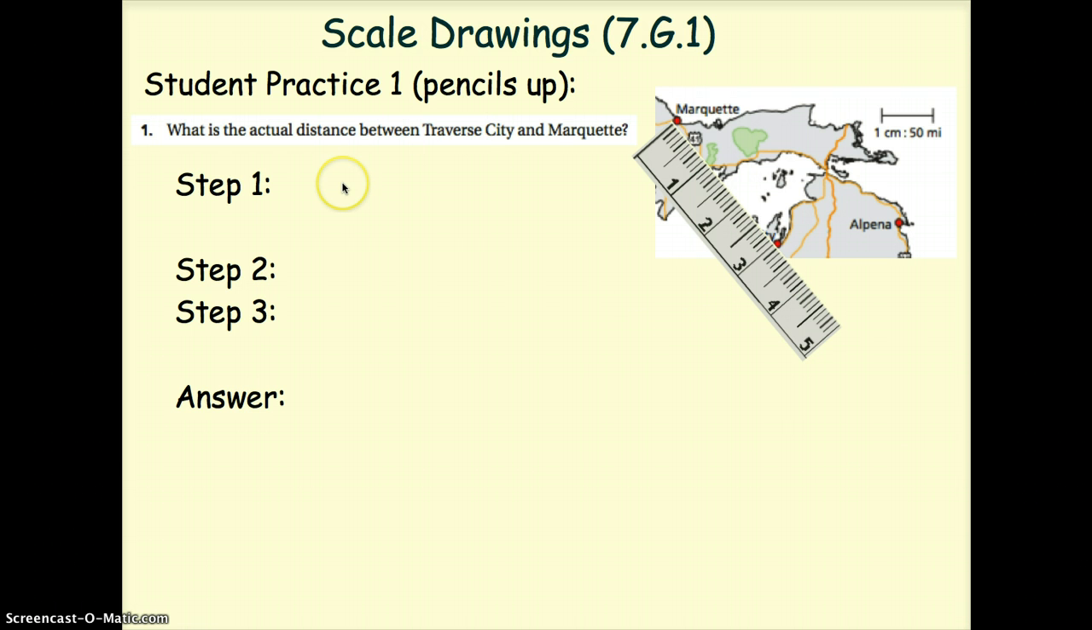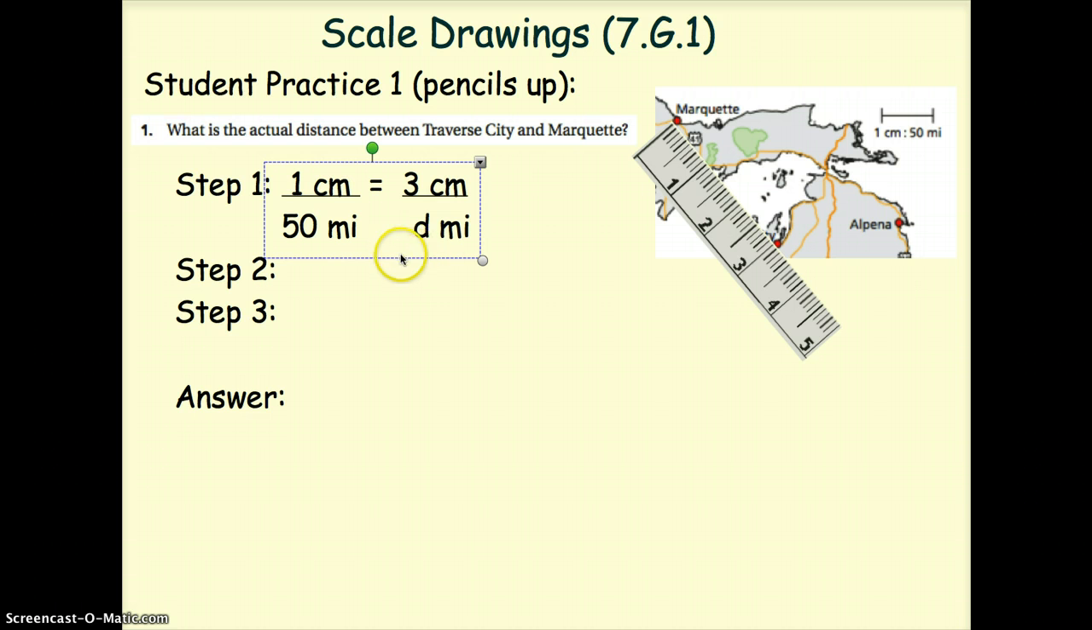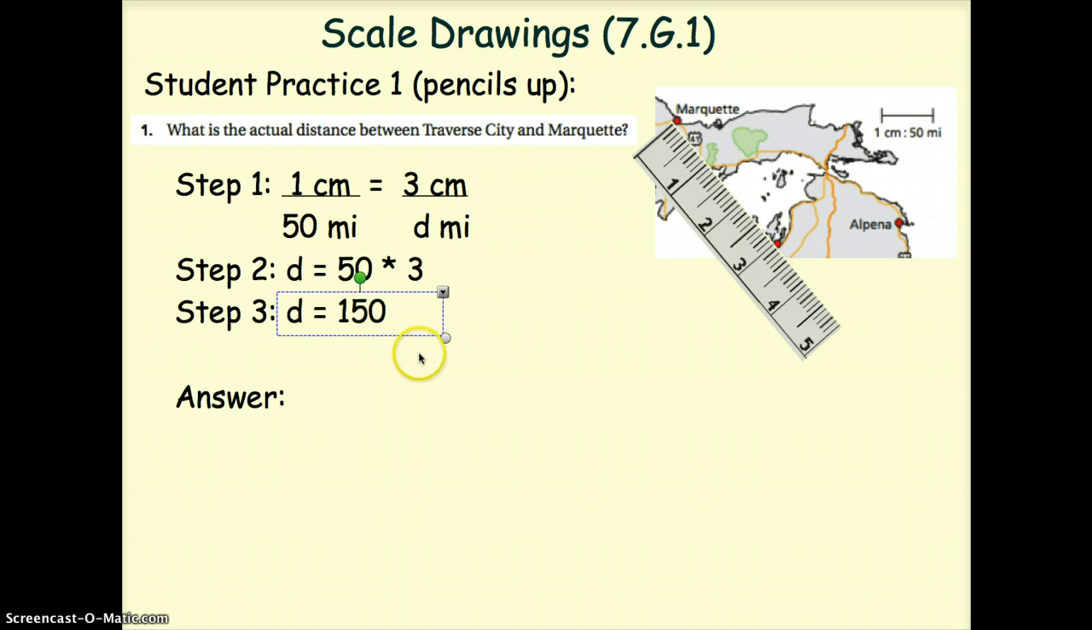Starting with step 1, the first thing you need to do was measure, and you found that it was 3 centimeters. So we have 1 centimeter over 50 miles, which was our key, equals 3 centimeters over d miles, some distance. Now I need to cross multiply. 1 times d is d, and then I've got 3 times 50. 3 times 50, of course, is 150.